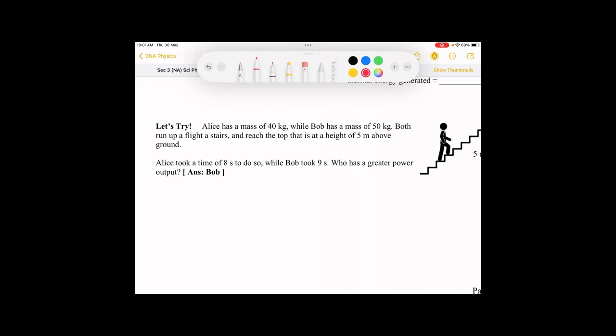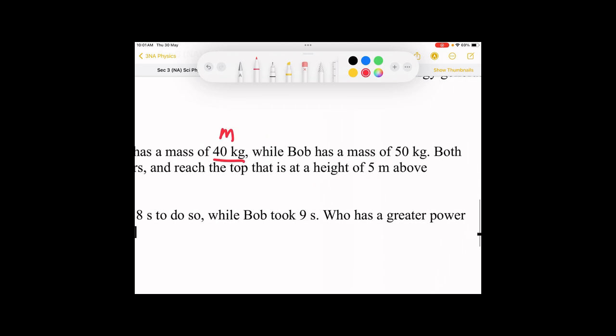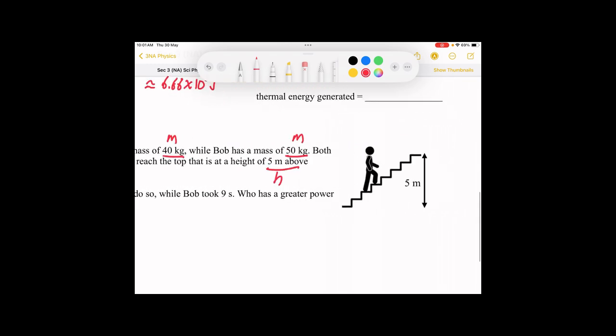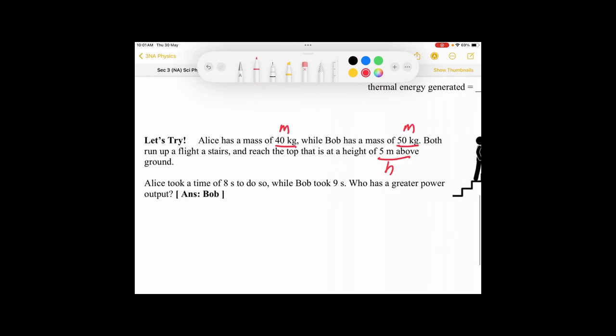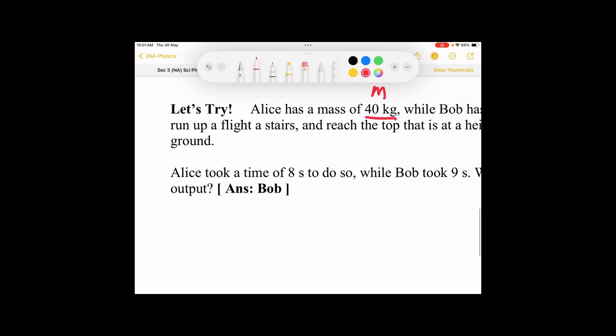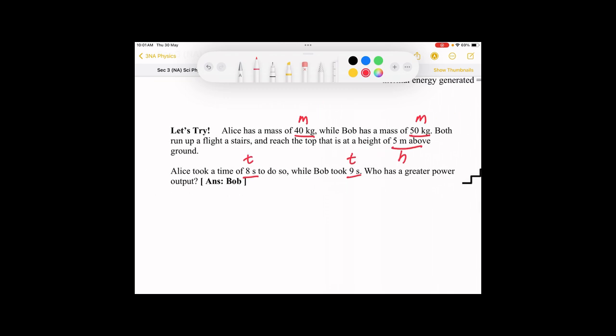So you have two persons running up the stairs. Alice has a mass of 40 kg, so this is the mass, while Bob has mass of 50. Bear in mind that two different persons here, two different masses, both run up the same flight of stairs and reach the top that is 5 meters above ground. So here immediately they tell you the answer for the value of H. So H equals to 5 over here. Okay, different masses, but same height. And Alice took a time of 8 seconds, while Bob took slightly longer, which is 9 seconds. Who has the greater power output?